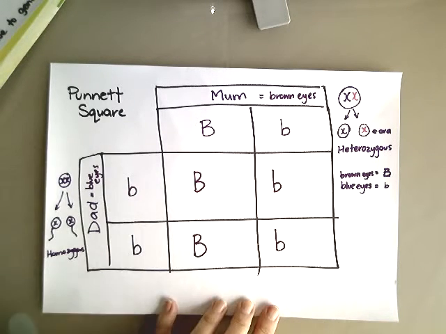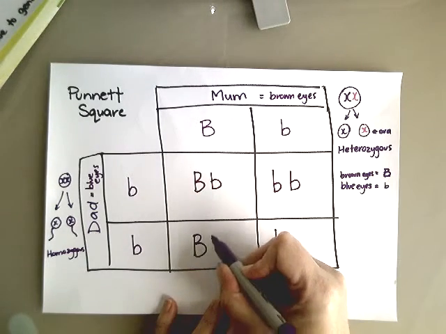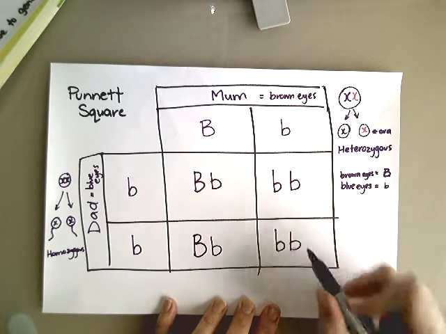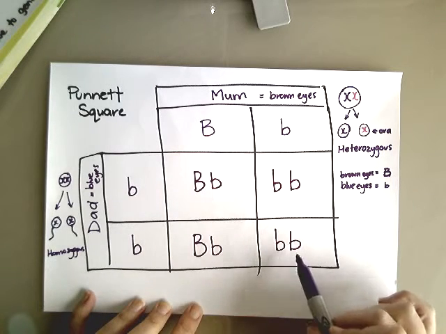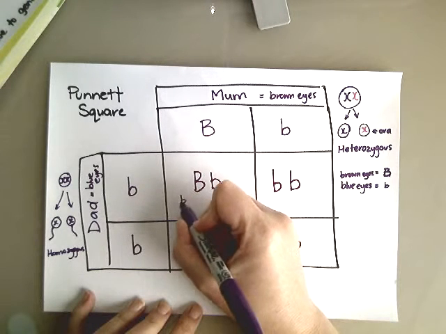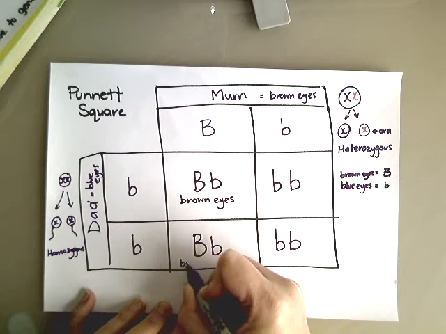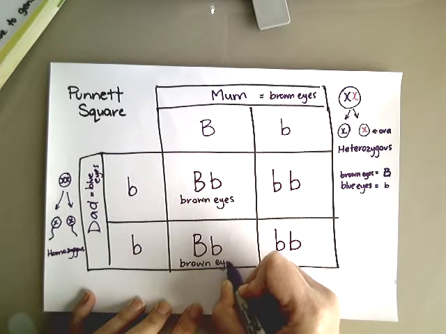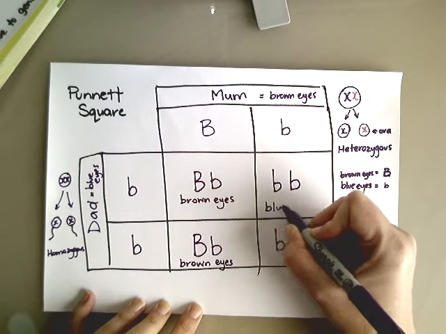Now Dad's going to make sperm that only have little b's in them because that's the only allele he has to give. So in this half of the sperm he's going to make little b's, and in this half of the sperm he's going to make more little b's. Okay. So now we can see 4 potential offspring. And if they've got big B, little b, their phenotype will be brown eyes. So this one down here will also be brown eyes. But if they've got little b, they're actually going to have blue eyes.